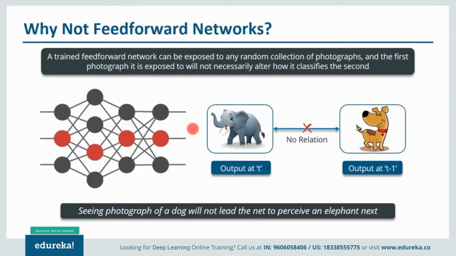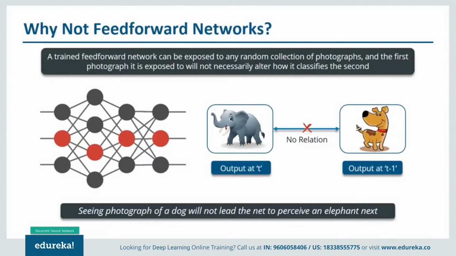Now if you notice, the new output that we have got, that is classifying an elephant, has no relation with the previous output, that is of a dog. Or you can say that the output at time t is independent of the output at time t minus 1. As we can see, there is no relation between the new output and the previous output. So we can say that in feedforward networks, outputs are independent of each other.